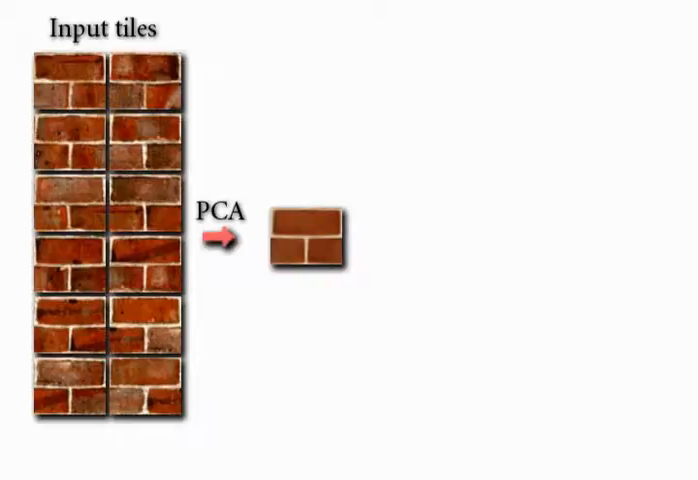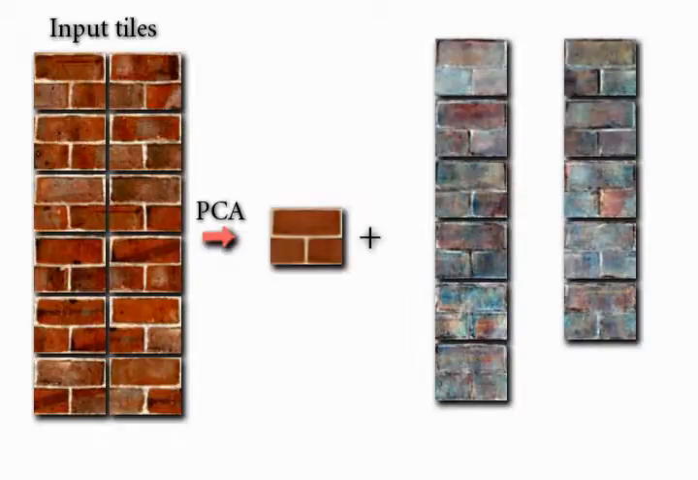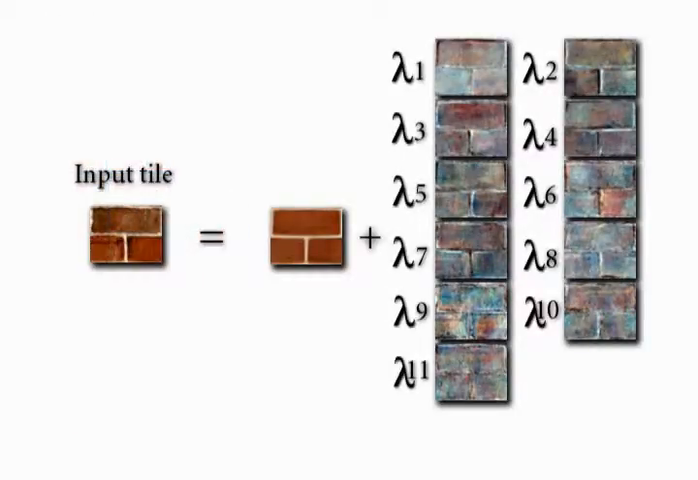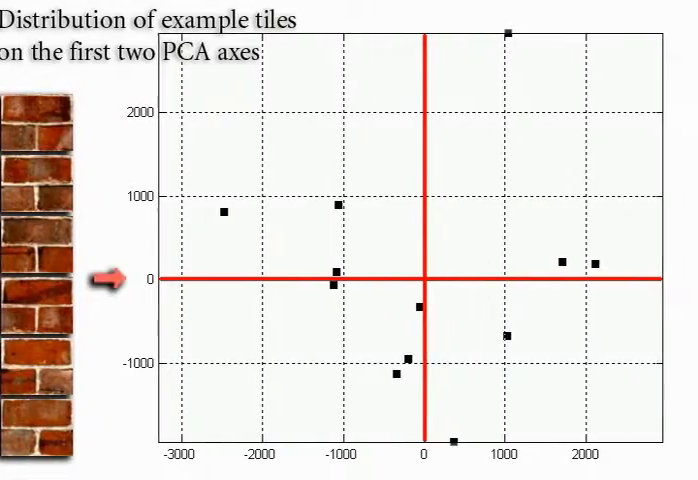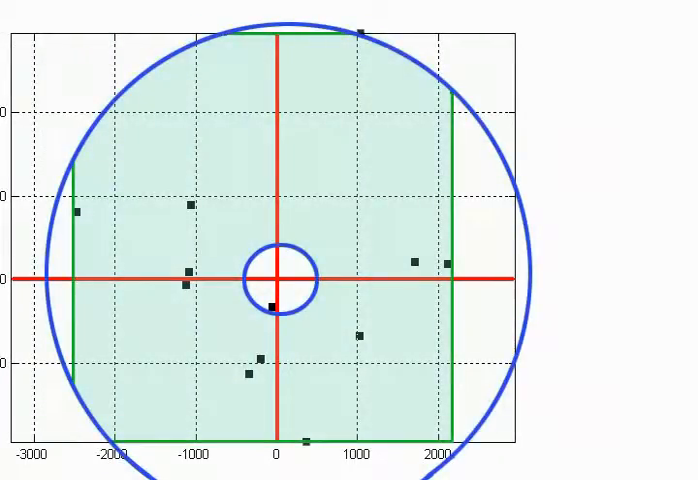First, the mean tile is calculated and subtracted from the tiles. The outputs from PCA are several basis tiles and the appropriate coefficients for these tiles used to recreate the input tiles. We can create a generative model of the texture's tiles by examining the distribution of input tiles in PCA space and sampling randomly within the same range.